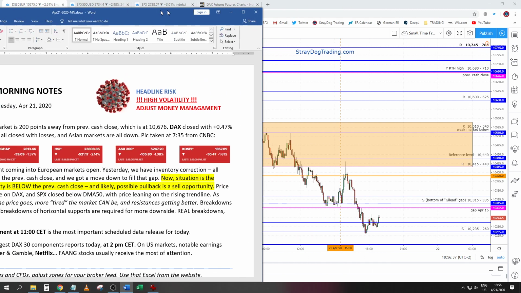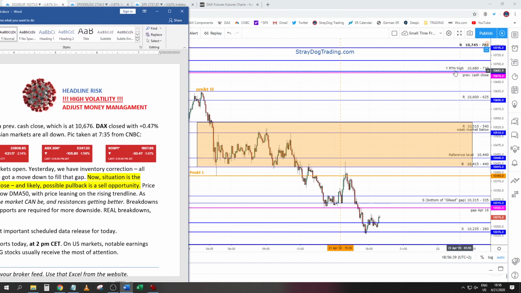Situation the opposite from yesterday, meaning that the previous cash close is right here and the open was due to be here. So you see the entire pre-market session below the previous cash close, that means that everything here is net short, and then we could expect first a move up to correct some of that inventory, and likely that move up is going to be a sell opportunity given how weak the market is.